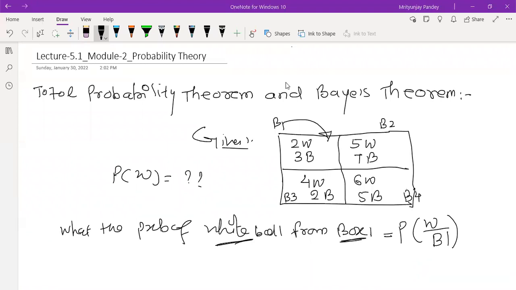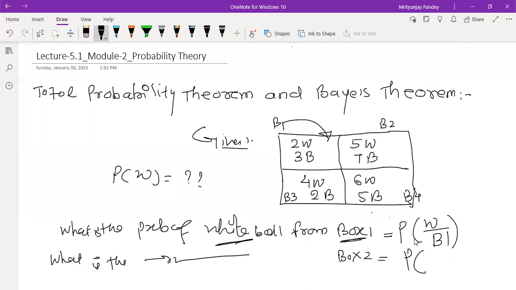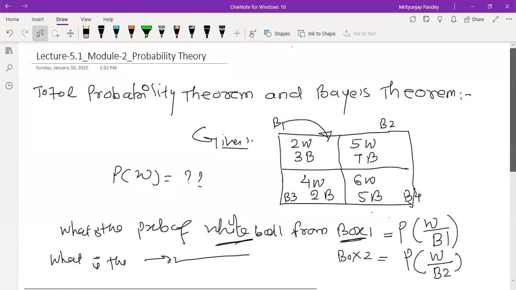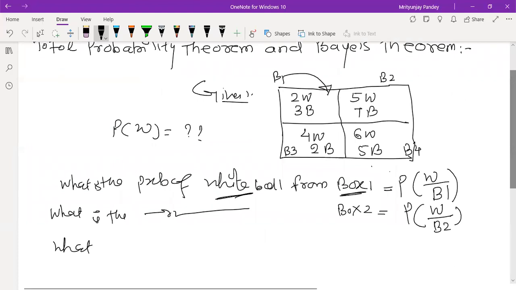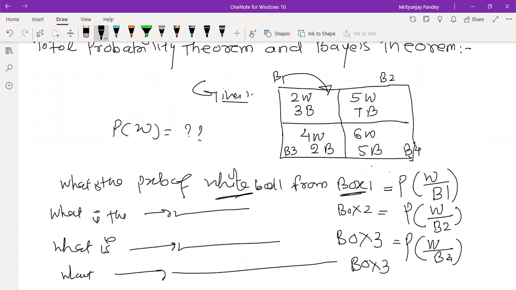Yes, sir. Okay, now next one, what is the probability of once again a white ball, but that is from box 2? What is the mathematical representation of this one? Can you tell me? Yes, white from B2. Now next one, what is the probability of a white ball from box 3? The mathematical representation is W upon B3. And this is B4.